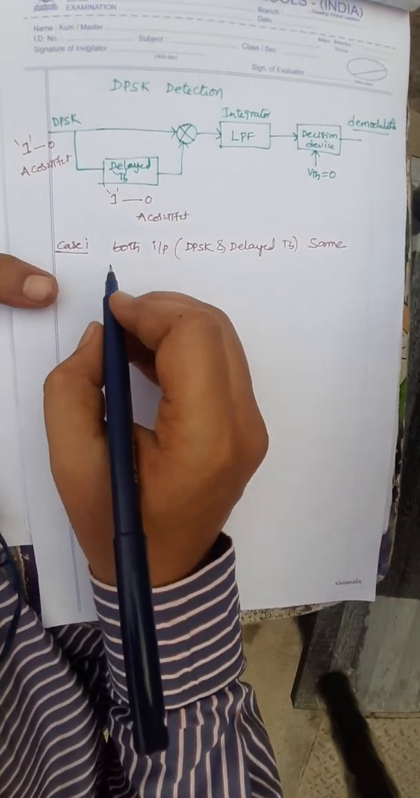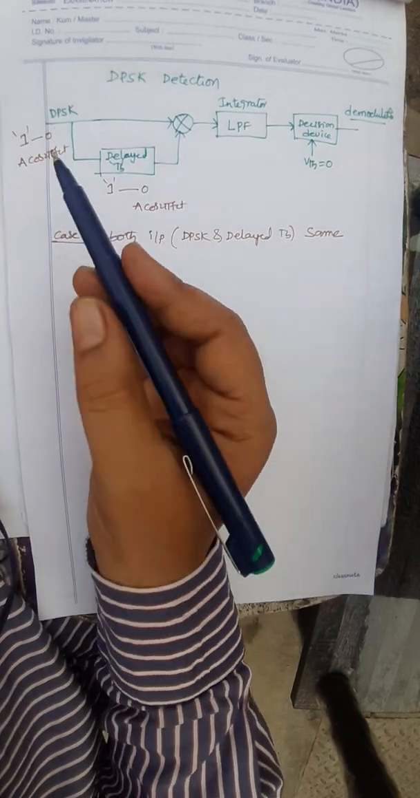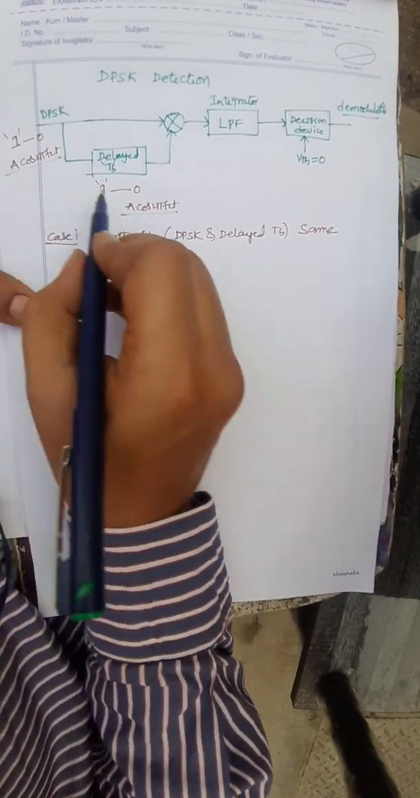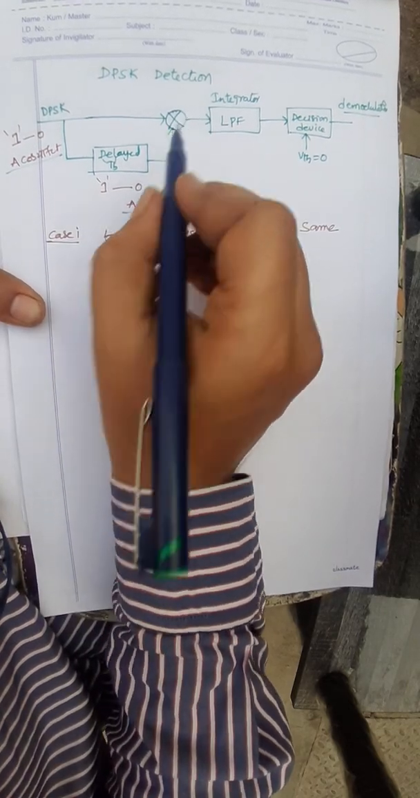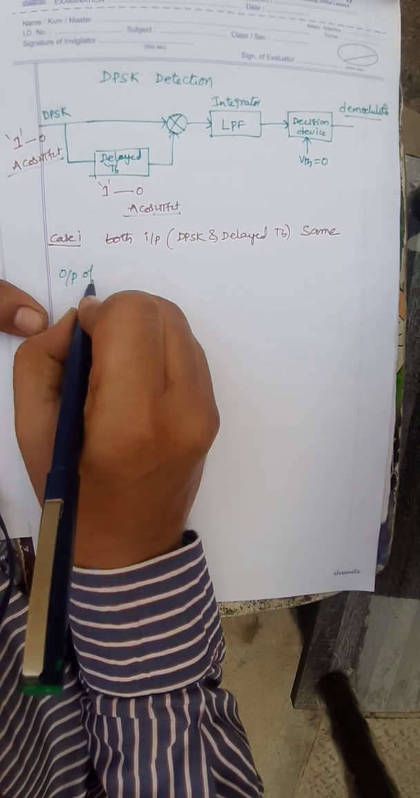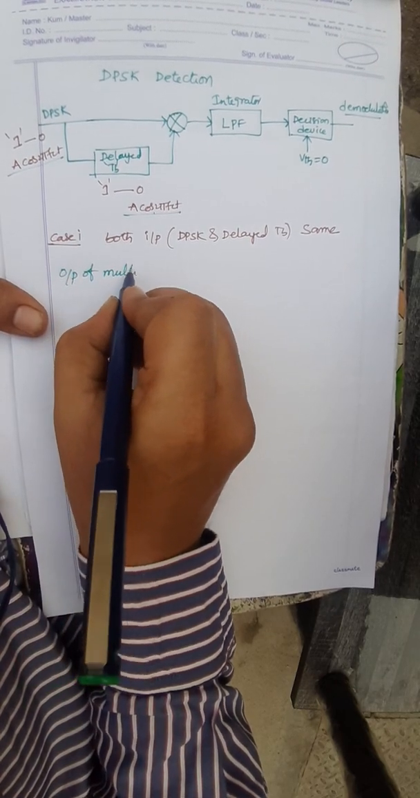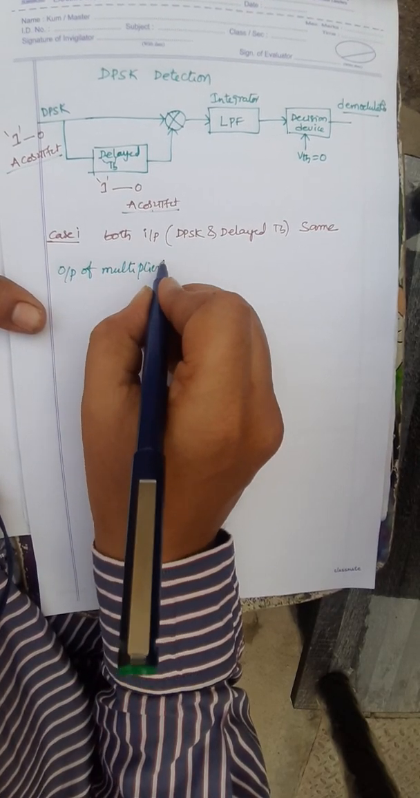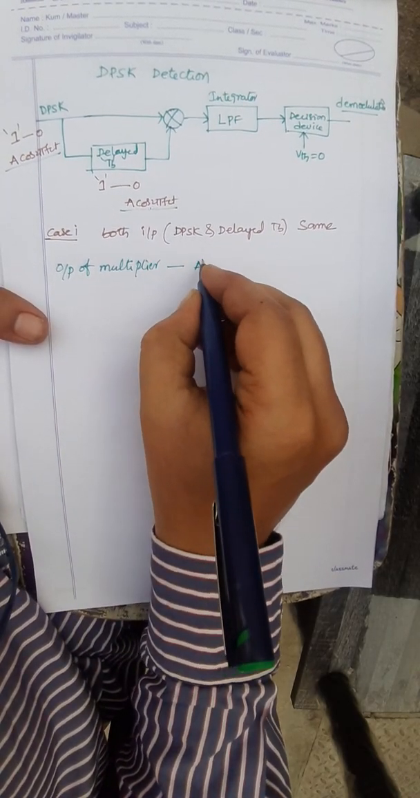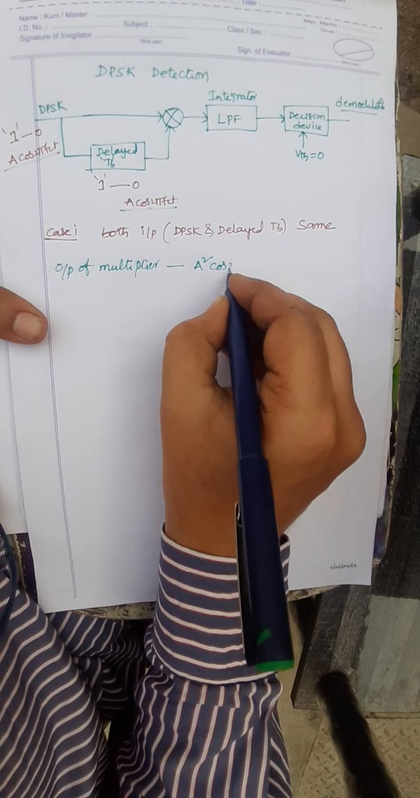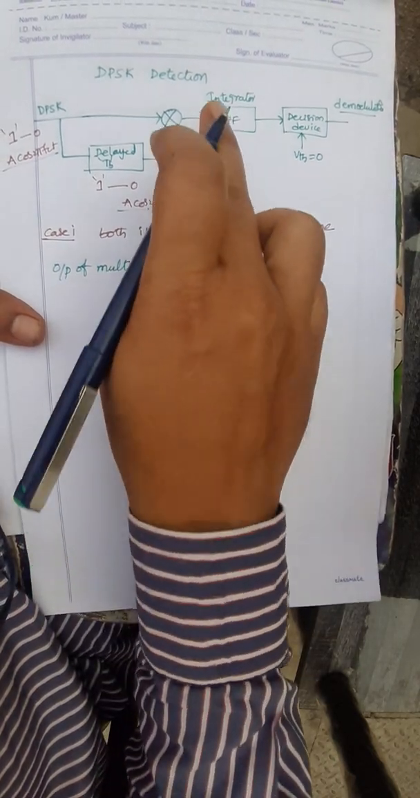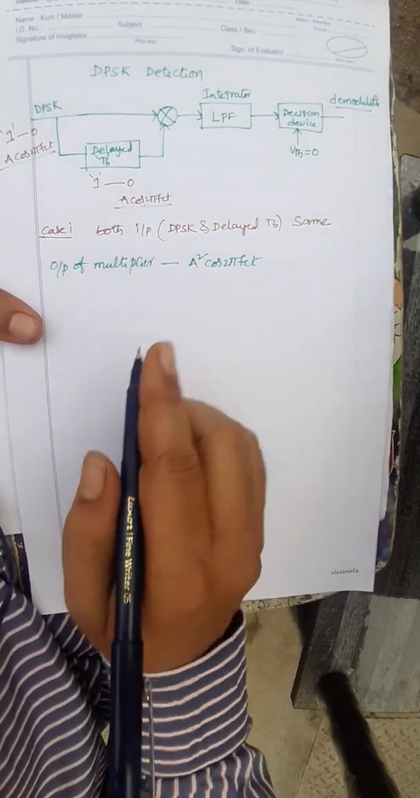Now see here, if both inputs are same, what happens? This is A cos 2 pi FCT, A cos 2 pi FCT. Both A cos 2 pi FCTs are given to the multiplier. So the output of the multiplier is A square cos square 2 pi FCT. This output of the multiplier is given to a low pass filter or integrator.